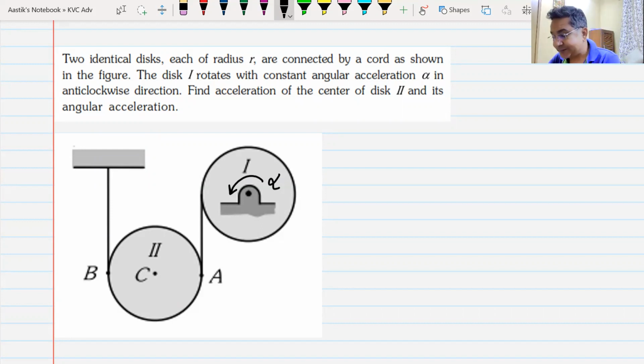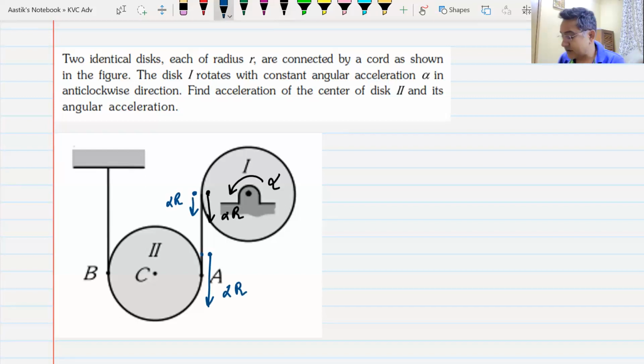Now I take this black point on this and blue point on this. The acceleration of both the points should be the same, yes or no? What is the acceleration of the black point? Alpha into R. So the acceleration of the blue point should also be alpha into R, since it is the same string.